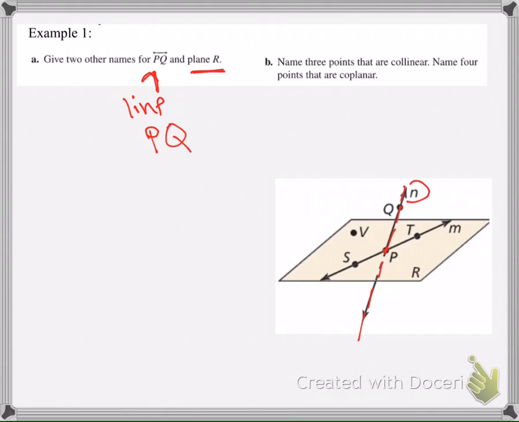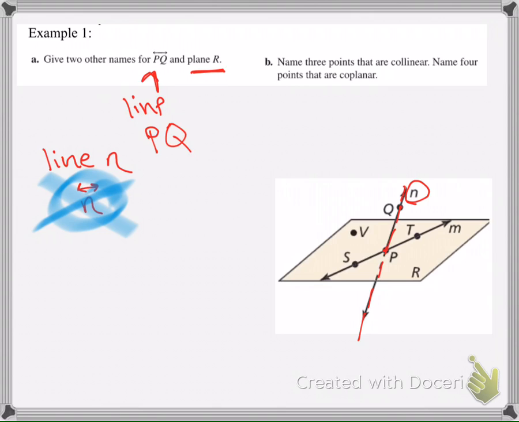Well, first off, I notice there's a lowercase n right here. Lowercase, it's not by a point. So that's one name of that line, so I could call it line n. We can't use that little shortcut notation with a lowercase letter like this lowercase n. We wouldn't write an n and then put the line symbol on top. Okay, that's a big no-no. We don't do that. We just call it line n.